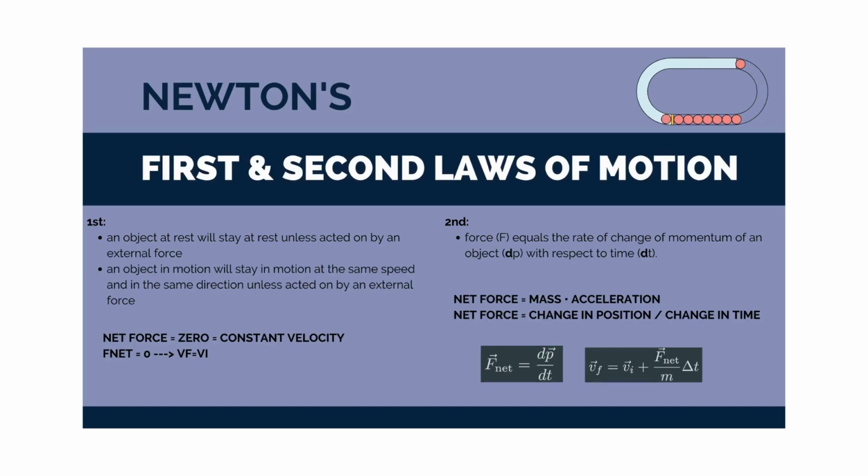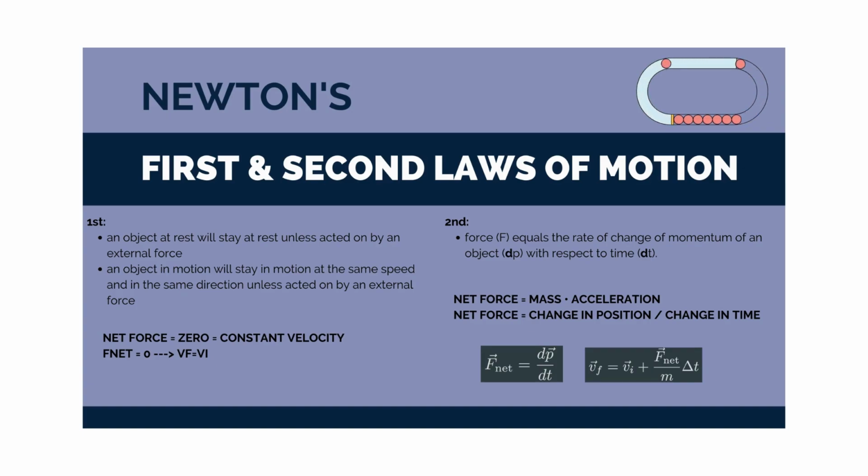So, Newton's first and second laws of motion, the first one being an object at rest will stay at rest unless acted upon by an external force. And an object in motion has the same thing going on. It won't change unless an external force is exerted upon it. So this just goes to show that if our F net equals 0, our final velocity will equal our initial velocity.